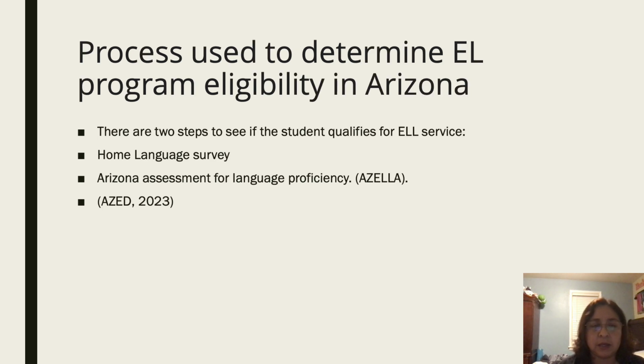Another point is how do they determine where a student is going, or why did they qualify for the EL program? Well, there are two steps. There is a home language survey, and there is also a standardized test that the kids are going to take. Between these two, it's going to give enough information to see if the student needs to be in an English learning program.